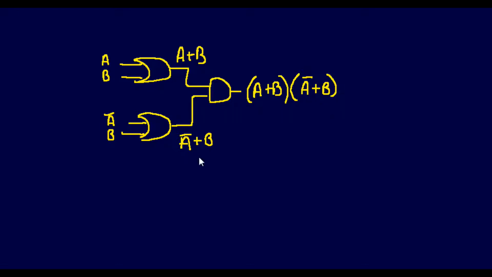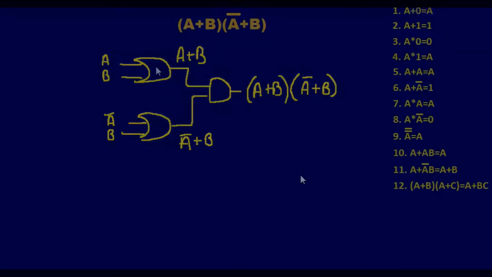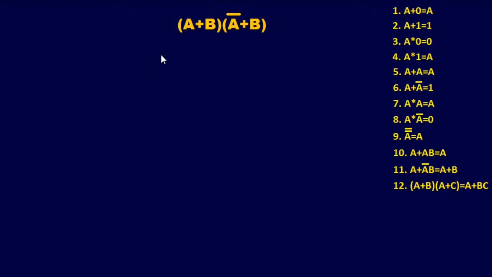Now, looking at this problem, this is the actual output. However, it is not simplified. On the next problem, we're going to use our Boolean algebra and our rules to simplify the problem down to its final output. Let's see if we can finish this equation from the previous problem.